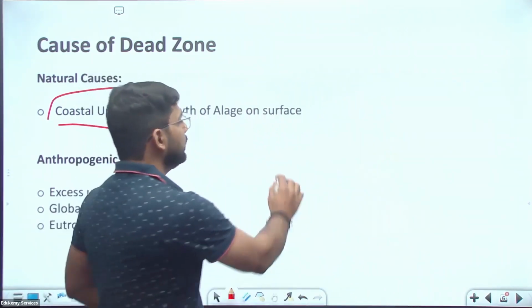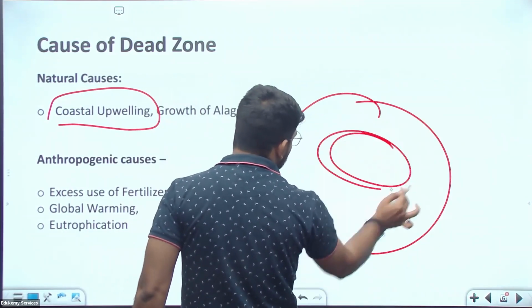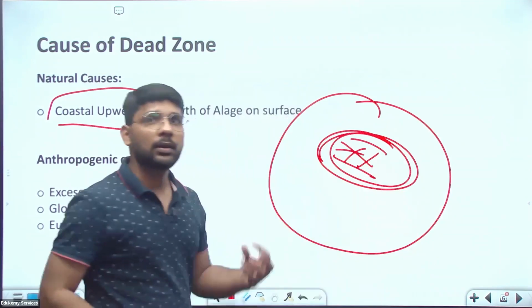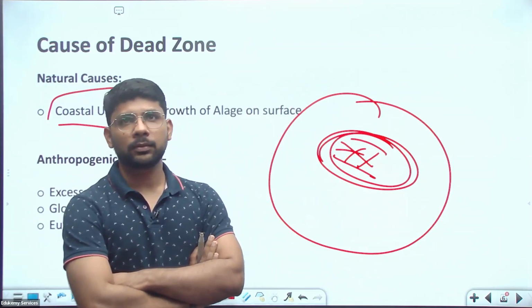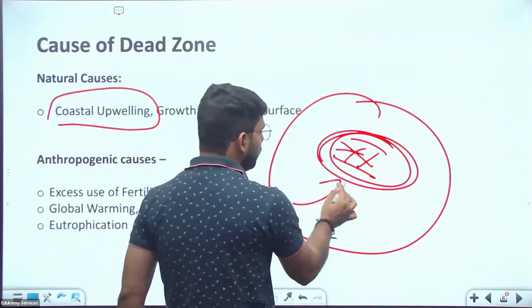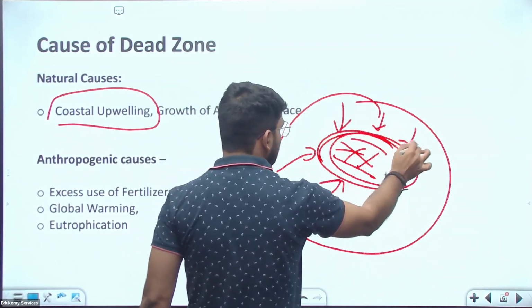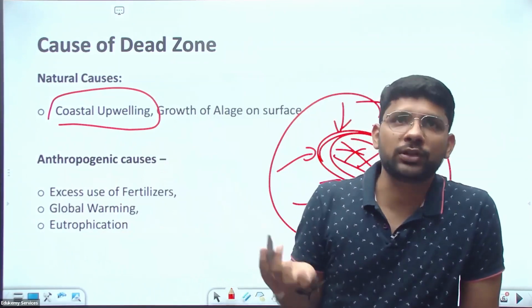Consider this is a water body. There can be a dead zone where there is a lack of oxygen in this area. If any marine organism enters this dead zone, it will lead to the death of that organism due to the lack of oxygen.